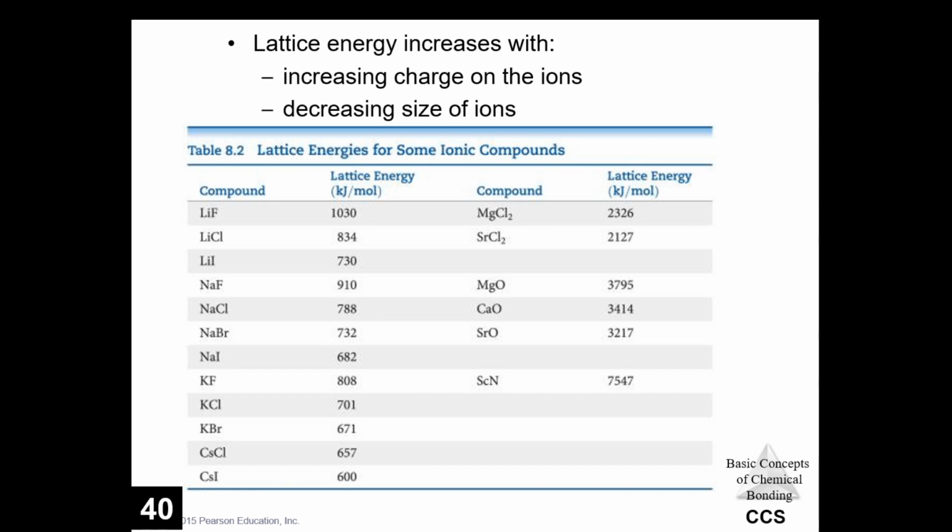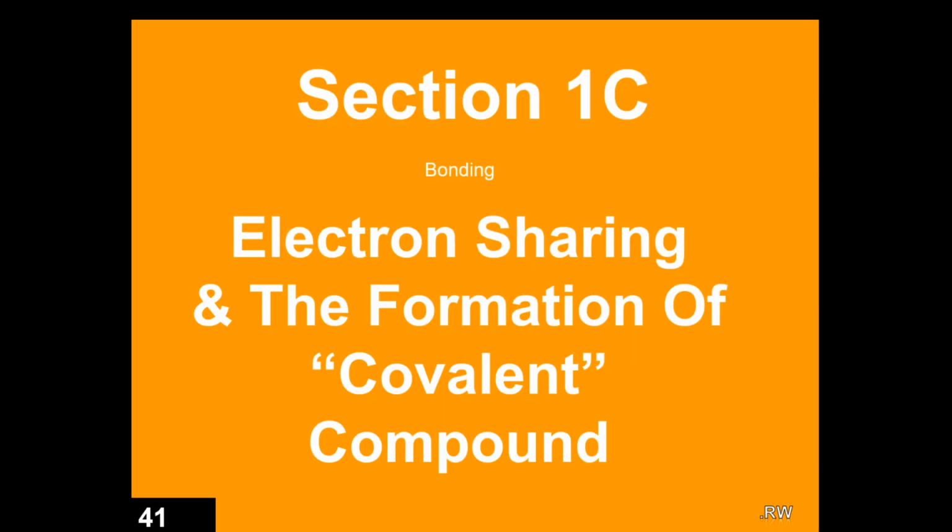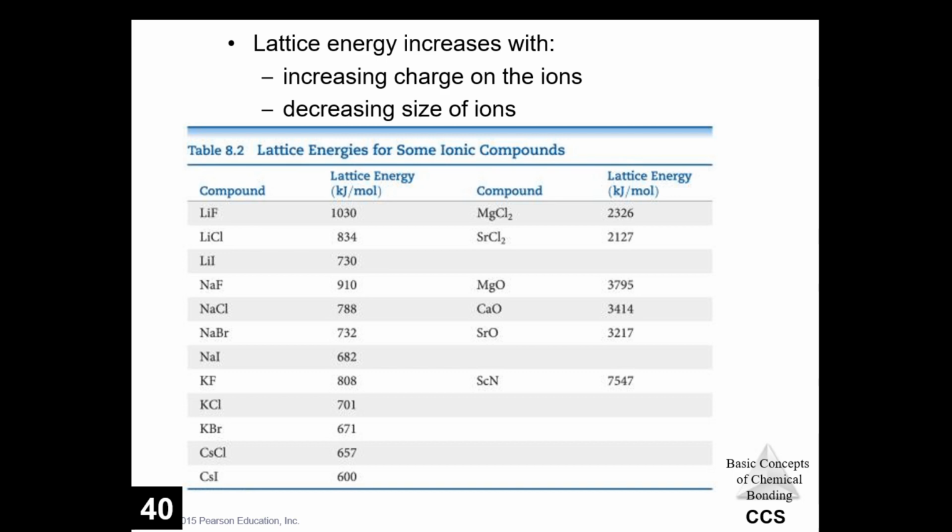Okay, so here's a chart of different lattice energies. Notice something here. Look at the pattern. There's an increased charge on the ions. So the lattice energy will increase as the charge on the ions increases. And it'll decrease as the size of the ions increases. Okay, so that is the end of section 1B.